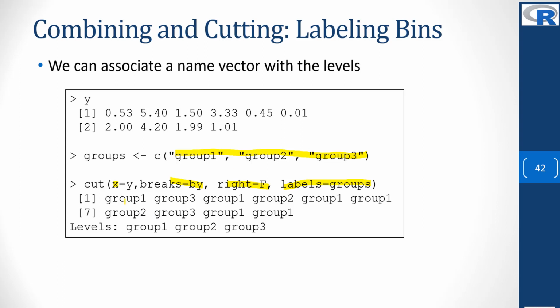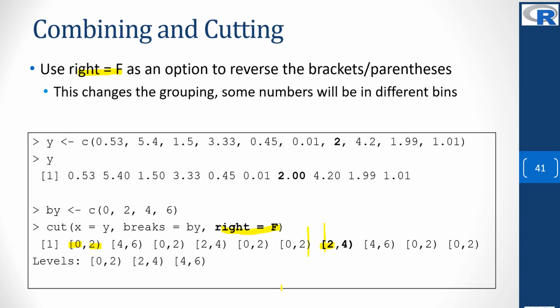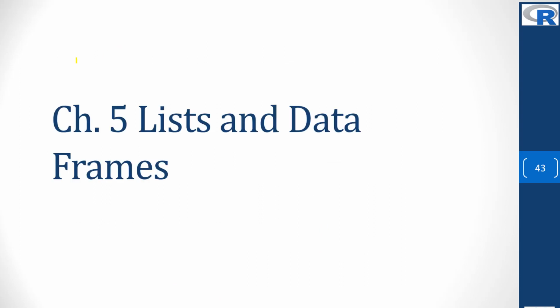So now instead of the numeric range categorizations, we see a name categorization for each group. So the first value, 0.53, is in group 1, 5.4 is in group 3, 1.5 is in group 1, and so on. And our possible levels are group 1, group 2, group 3. So this is going to be a much more readable result versus having to process those numeric ranges when we look at them. So now we're going to hit the top level of complexity in our data types.